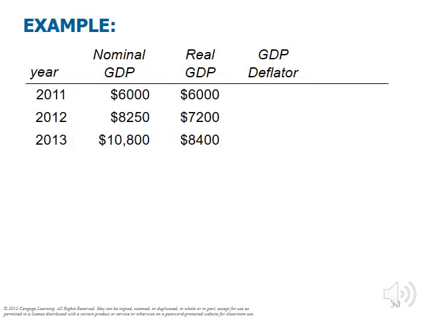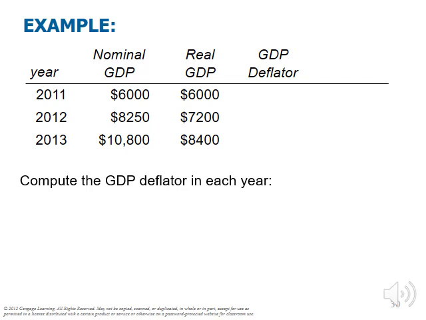Let's calculate the GDP deflator. Here we have each year, 2011, 12, and 13, nominal GDP calculated in each year, 6,000, 8,250, 10,800. Real GDP calculated for each year in the third column there, 6,000, 7,200, 8,400. And below our first table, we're going to calculate the GDP deflator. Remember, the GDP deflator is nominal GDP over real GDP multiplied by 100.